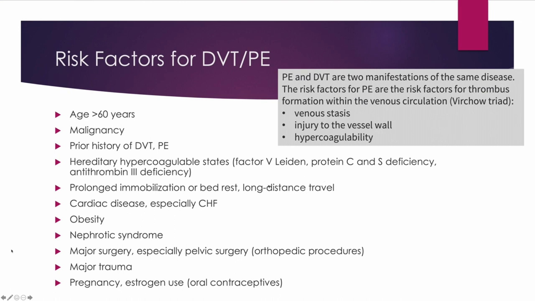Important components to ask in the history of someone you suspect to have a PE. Other things, cardiac disease, CHF contribute to venous stasis. Obesity, venous stasis. Nephrotic syndrome, major surgery contributes to all of them, and major trauma to injury to vessel wall, and pregnancy and estrogen use, venous stasis, and hypercoagulability. So as you can see here with the risk factors, there are things we're going to want to ask our patient that help clue us in as to whether or not they may have a PE.